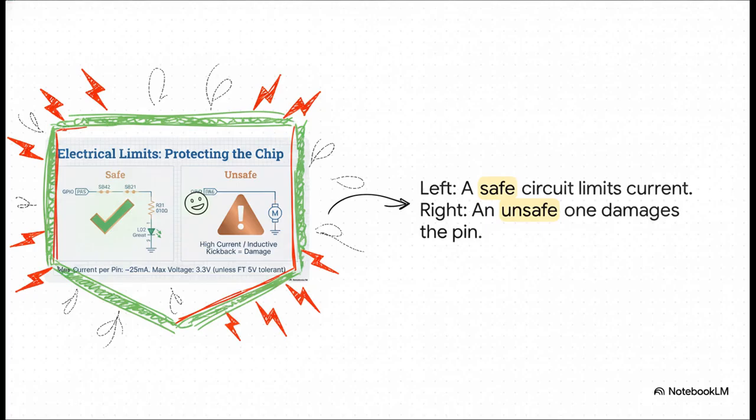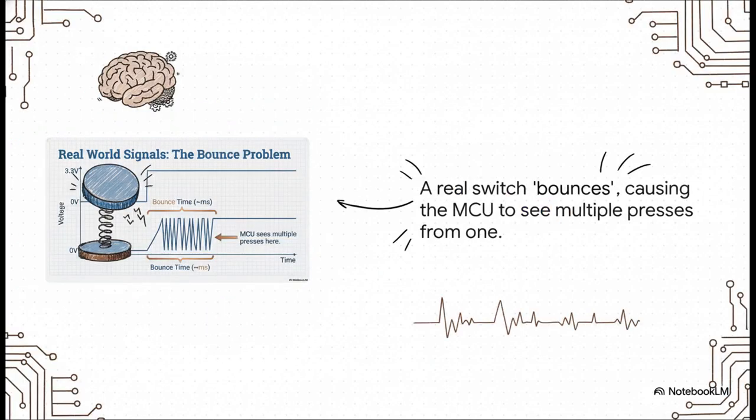So look at the circuit on the left. That's safe, because that little resistor is there to limit the current for the LED. But the circuit on the right? Oh, that is a disaster waiting to happen. A motor is super thirsty for current, way more than that pin can ever provide. If you hook it up directly like that, you will absolutely fry the pin, and you might even kill the entire microcontroller.